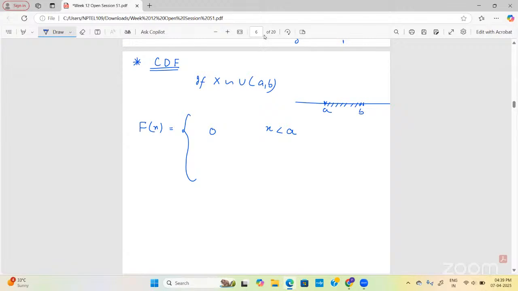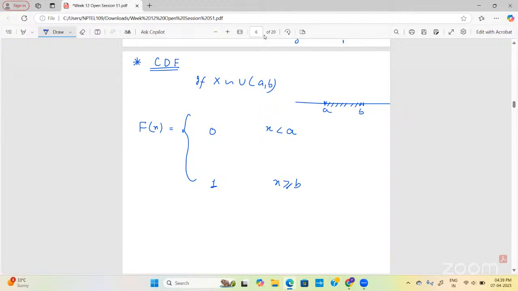Now, if I say that X is greater than or equal to B, in that case, what will be F(x), the CDF? Oh, sorry, for X greater than or equal to B, it should be 1. We will see how it is 1.